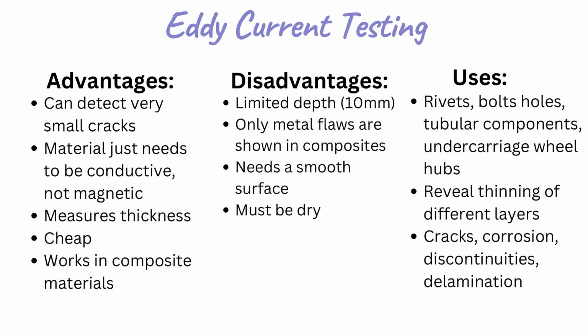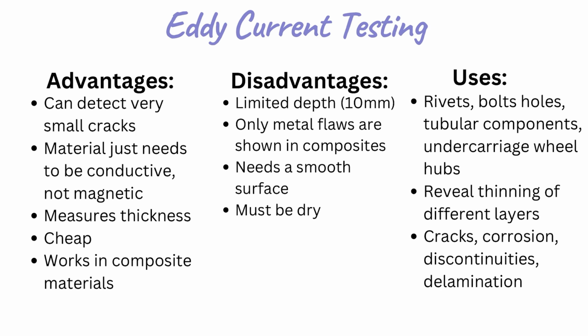Some disadvantages is that it's a limited depth. Only metals are shown in composite tests. So if you're testing something like steel reinforced concrete, yes, it might be able to penetrate the concrete, but it's only going to show flaws that are going on in the steel, not in the concrete. You also need a smooth surface to conduct the test, otherwise it affects the creation of the eddy currents and the transmission of the electromagnetic waves. The material also must be dry. This just affects the eddy currents again.